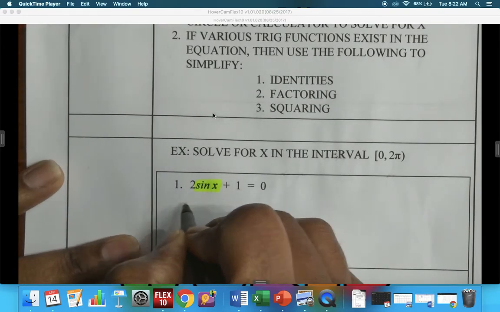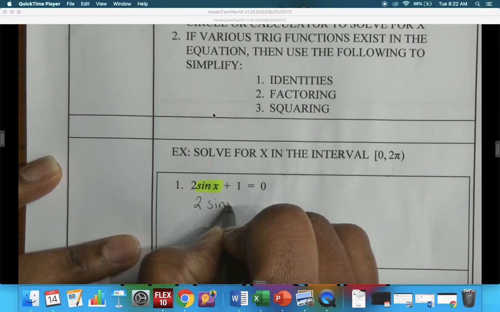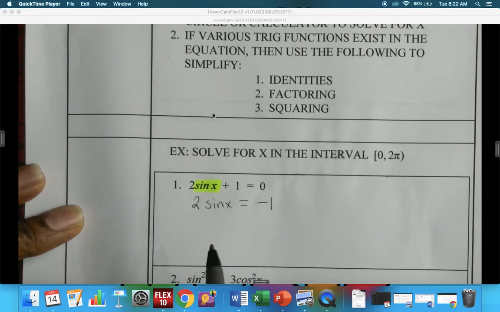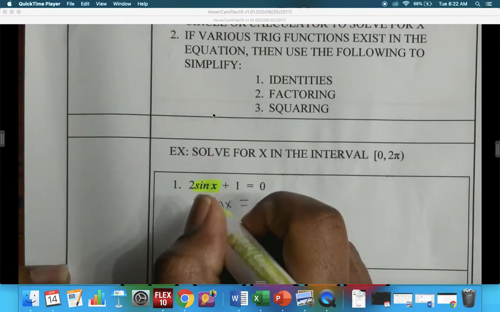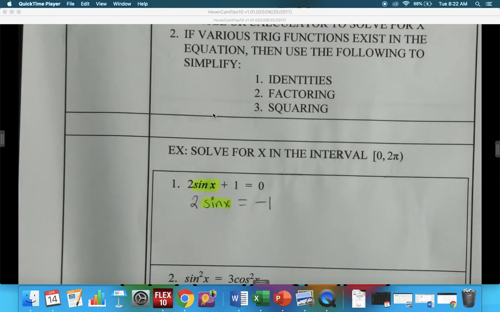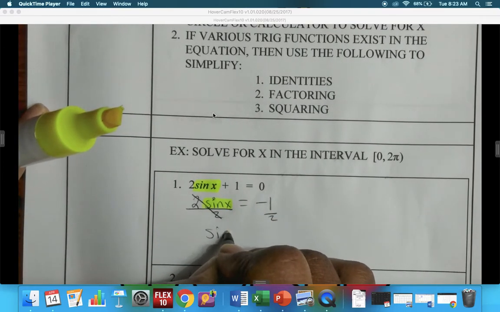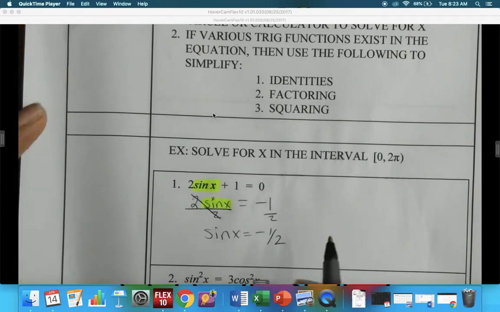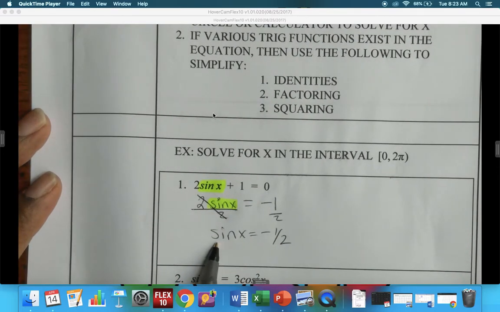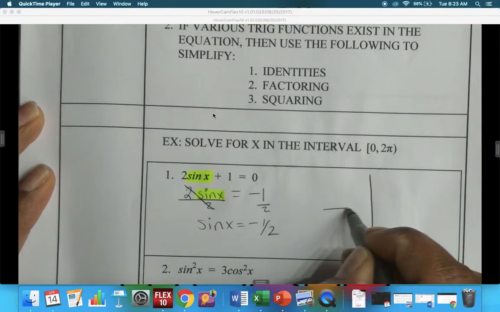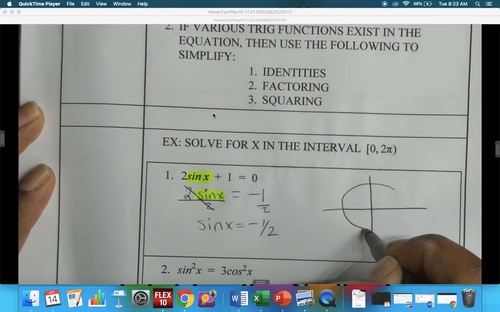So I'm going to subtract 1 from both sides. So we end up with 2 sine x equals negative 1. All right, subtracted 1. And then again, I want sine by itself, so I'm going to divide both sides by 2. That way, I end up with sine x equals negative 1/2. Now that sine is isolated, I can go to my unit circle and say, okay, when is sine equal to negative 1/2? Even if there's more than one answer, that's fine. I'm just looking for the places where sine is negative 1/2.